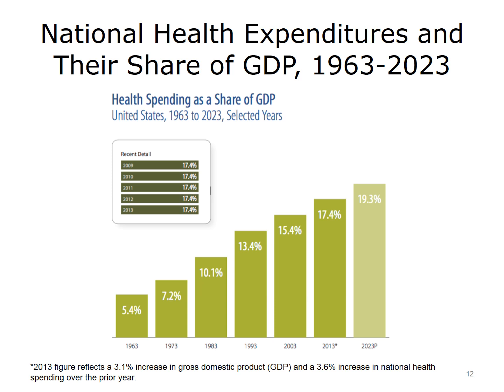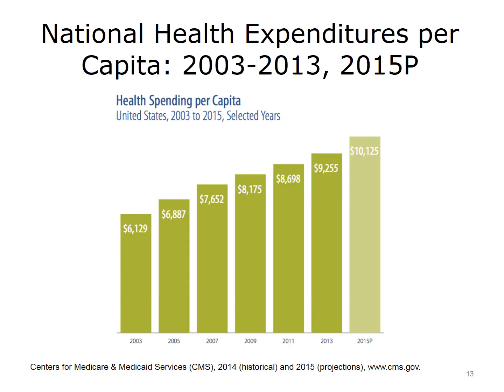Between 2009 and 2013, healthcare spending as a share of the economy remained stable at just over 17%. However, it is projected to increase to 19% by 2023. Health spending per capita increased 51% between 2003 and 2013, or an average of 4.2% annually. In 2015, U.S. health spending was projected to reach $10,125 per person. Healthcare expenditures continue to outpace the Consumer Price Index in every year.